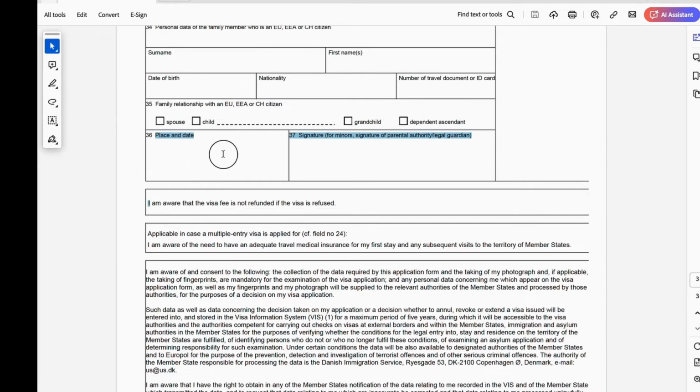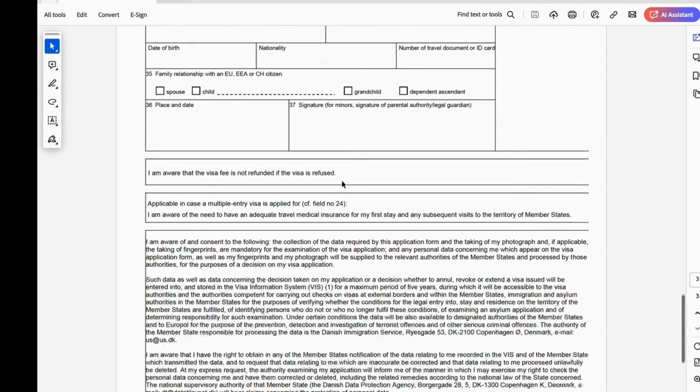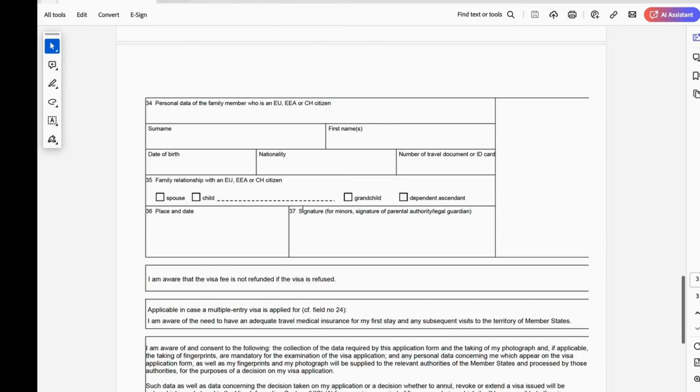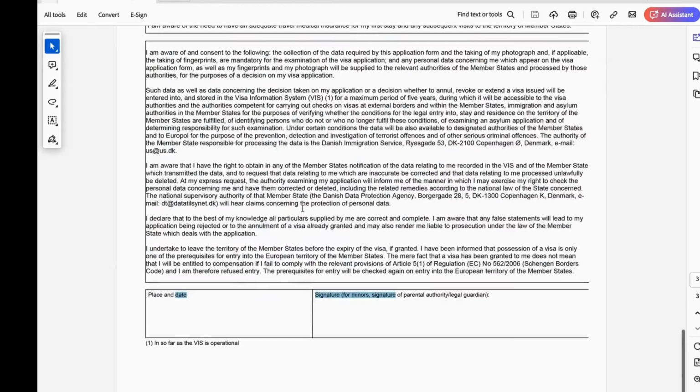Followed by this, place and date. You have to sign with your place and date from where you're filing the application, as well as a signature, and then you have to go through what's written over here. If you don't have many details to fill in here, you can directly scroll down and take the place and date and signature.